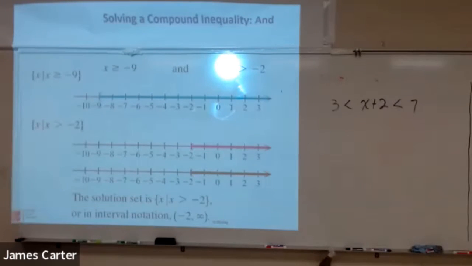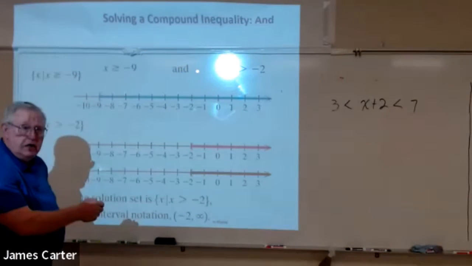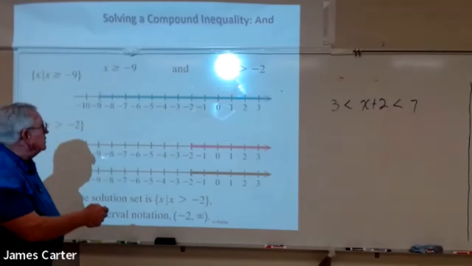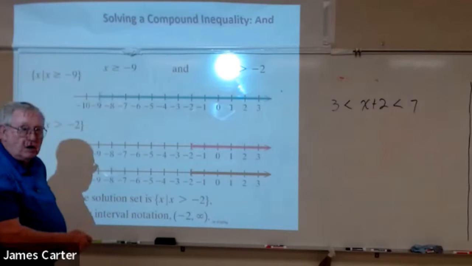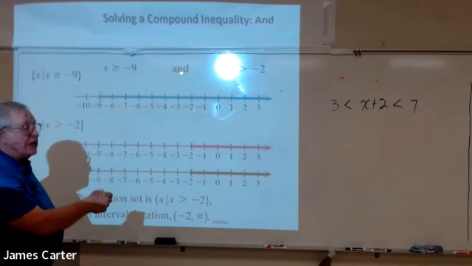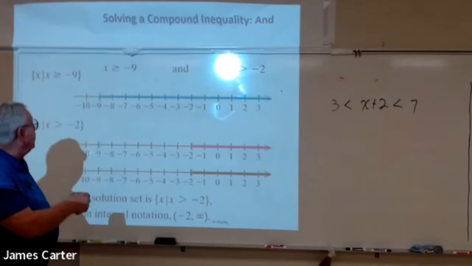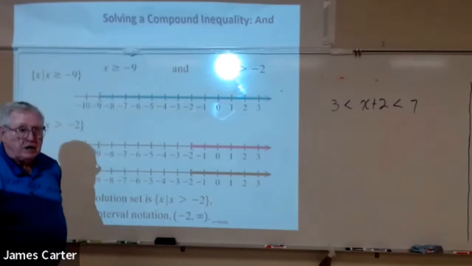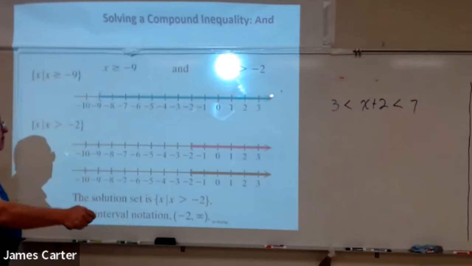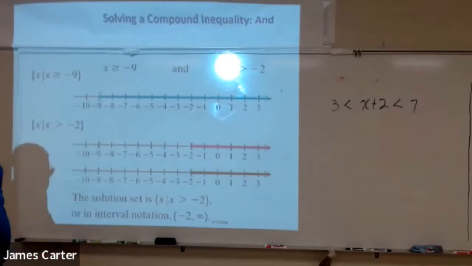You look a little puzzled. No, perfect. No, because this word and says it's only the parts they share. If this said or, then you would be correct. It would be from -9 to infinity. Because basically this would include everything in that one also. So you really got to watch out for these words.